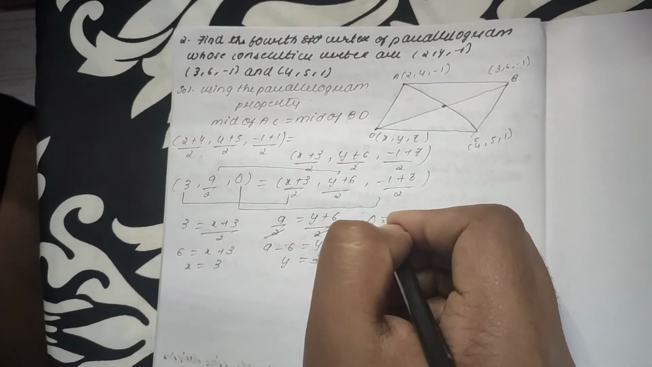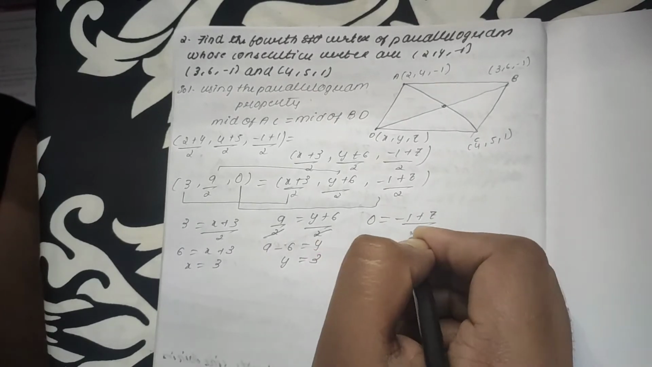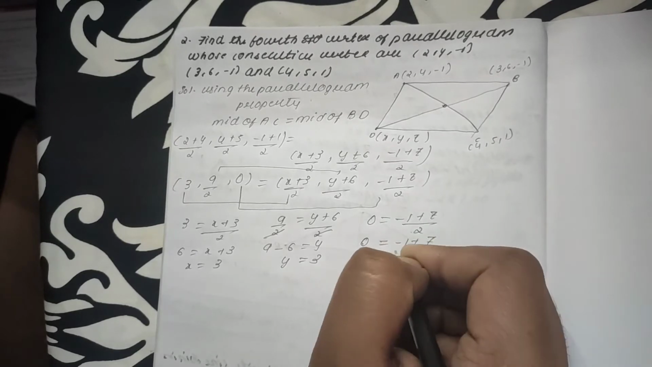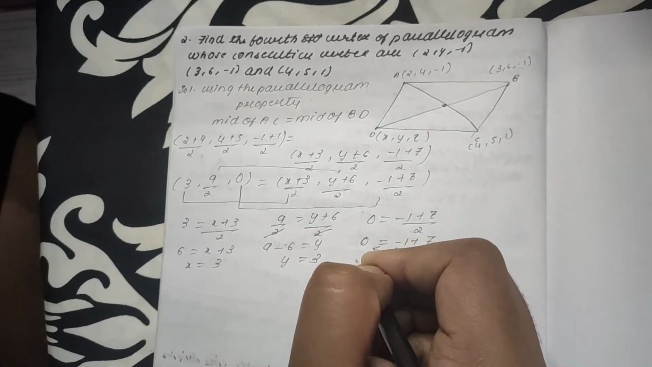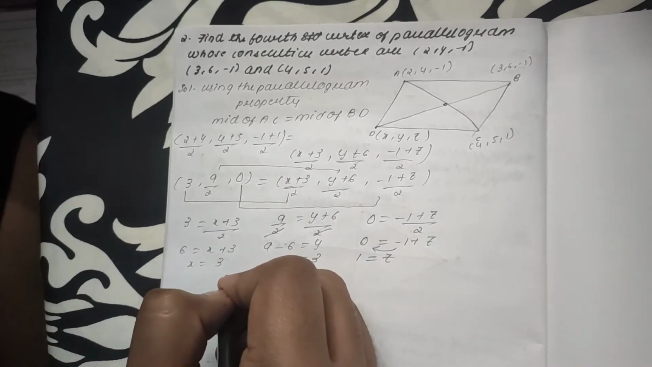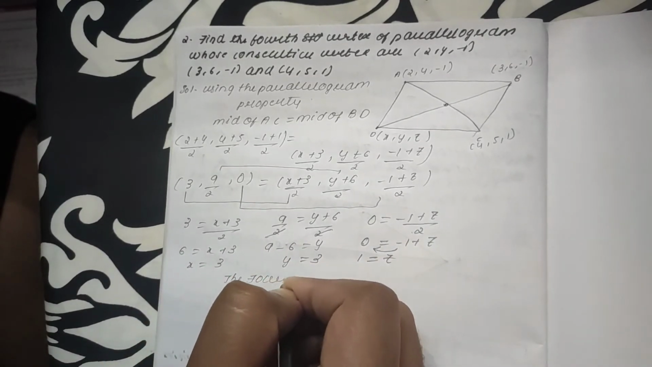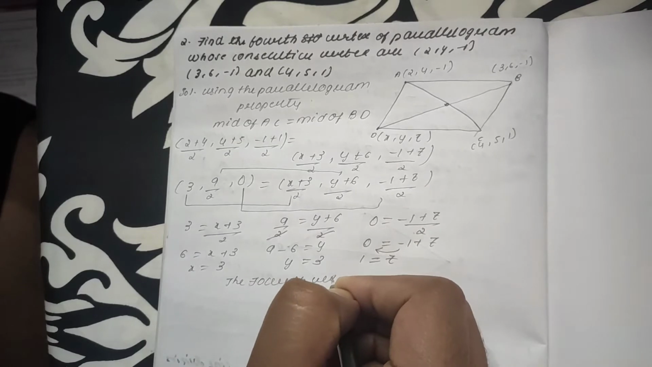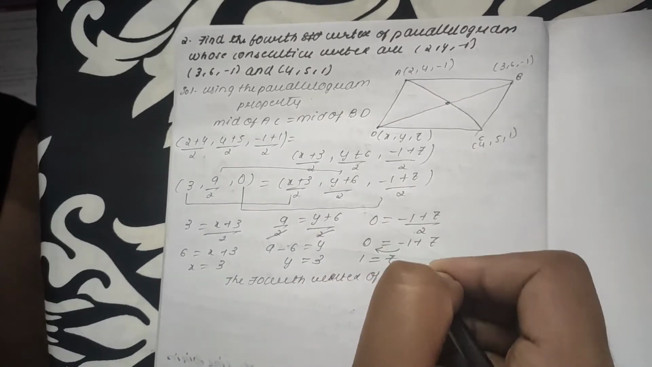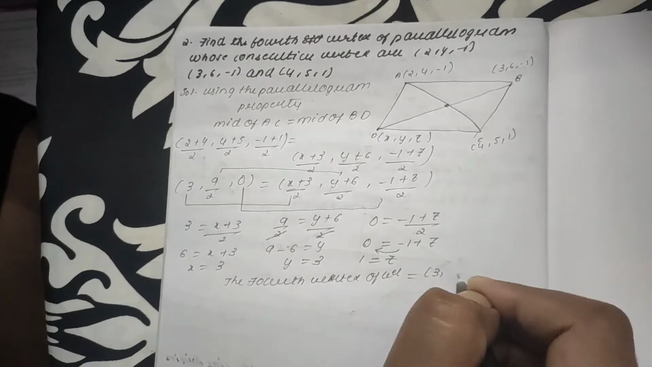Similarly, 0 is equals to minus 1 plus z by 2. Take this 2 to that side, which becomes 0 is equals to minus 1 plus z. Minus 1 to LHS, which is 1 is equals to z. So the fourth vertex of parallelogram is 3 comma 3 comma 1.